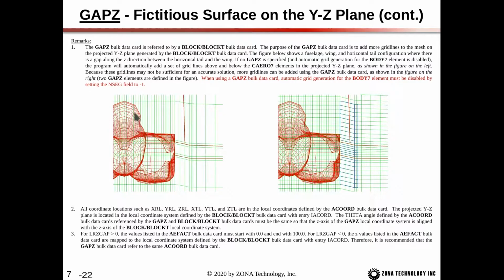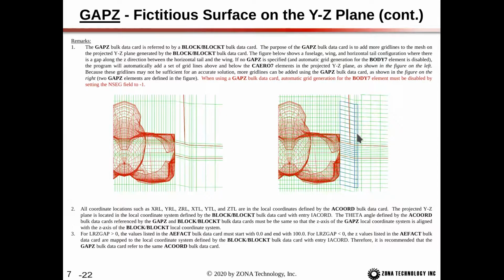But then because they're adjacent to a body, ZEUS does not grow these lines above the wing and below the tail. But above and below the body, ZEUS will add these lines. So what we want to do here is control the spacing. So we add a GAPZ. Actually, highlighted here we have 2 GAPZ cards, which is unnecessary. You only need 1 GAPZ card.